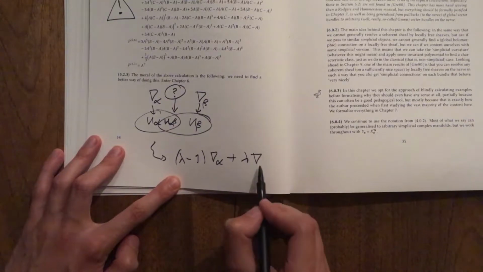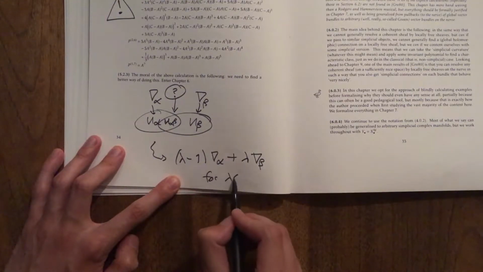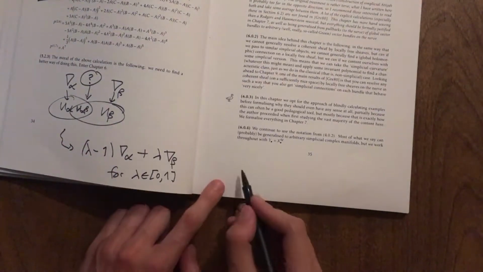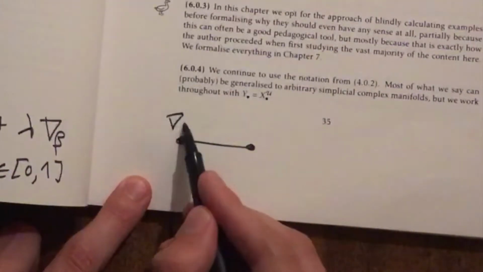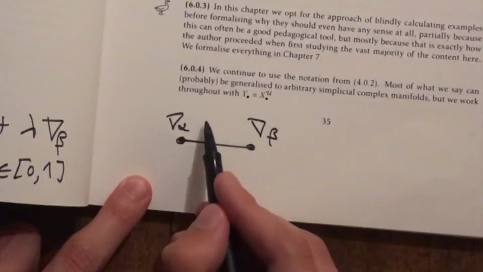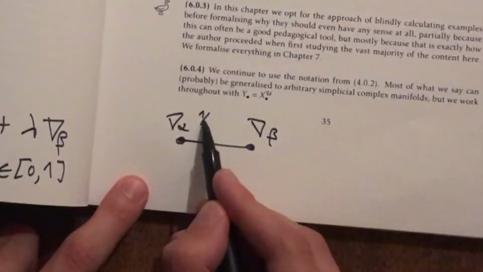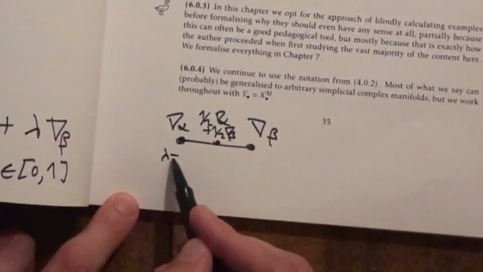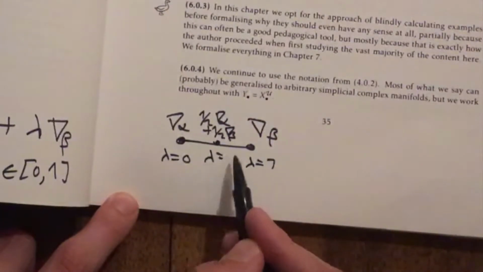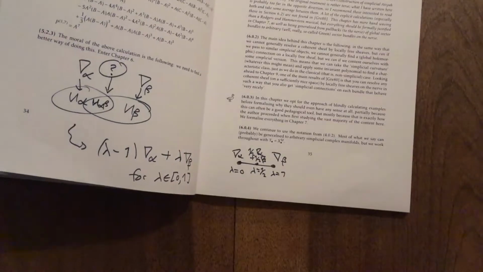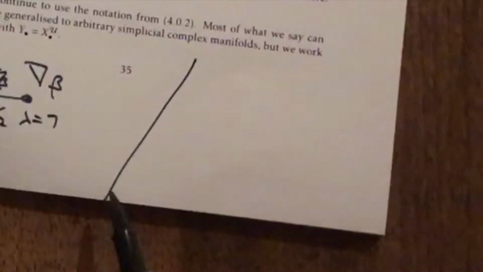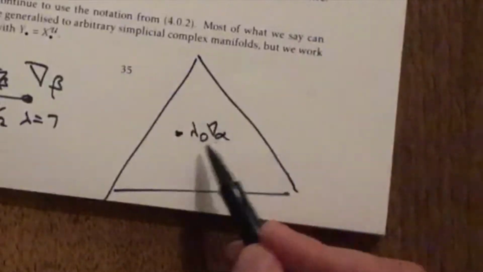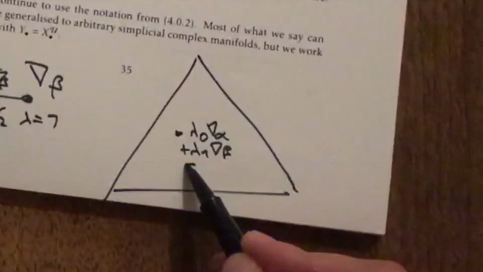That is, we consider (1 minus lambda) nabla alpha plus lambda nabla beta for lambda in [0, 1], the closed interval. When lambda is equal to 0, we recover nabla alpha, and when lambda is equal to 1, we recover nabla beta. And for any other value of lambda, we get some weighted average of the two. So what we've constructed on double intersections is a connection parametrized by [0, 1], that is, by the 1-simplex. And we can do the same on triple intersections. We take some linear combination of nabla alpha, nabla beta, and nabla gamma, and we parameterize by the 2-simplex.